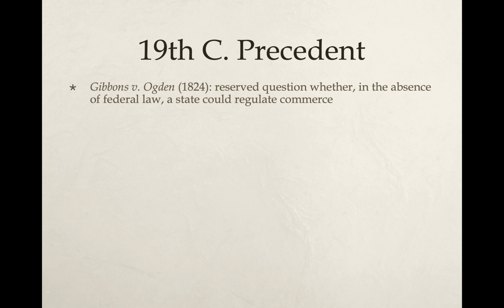Such that if the states tried to do something that Congress could do, the states would be interfering with the constitutional right or power of Congress. The court didn't have to answer that because Congress had acted, and therefore, by virtue of the Supremacy Clause, the federal statute trumped the state statute.